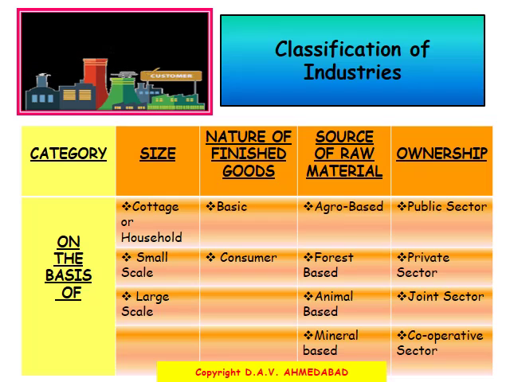Now, on the basis of nature of finished goods, they are basic and consumer. Industries classified on the basis of source of raw material are agro-based industry, forest-based industry, animal-based industry, and mineral-based industry. Industries on the basis of ownership are public sector, private sector, joint sector, and cooperative sector. Now we will study about these industries in detail.